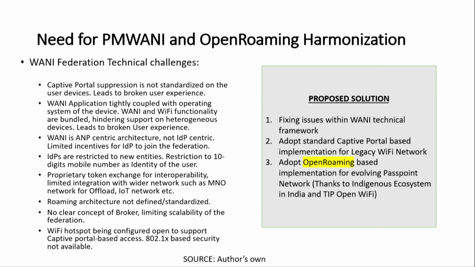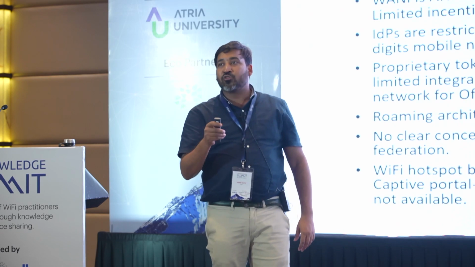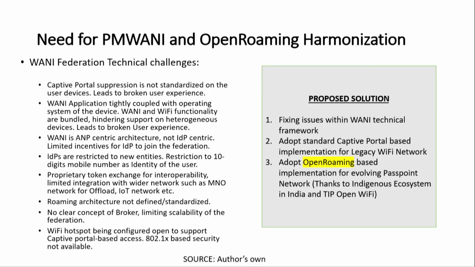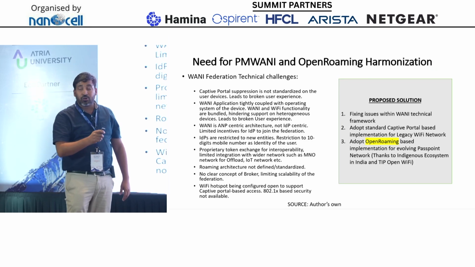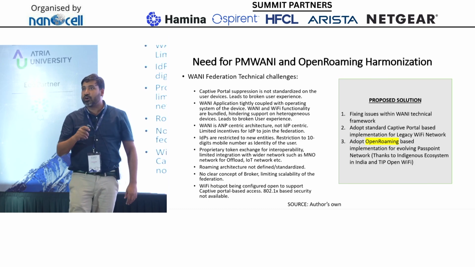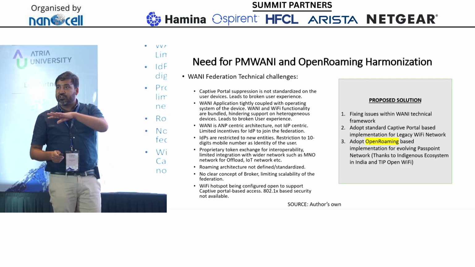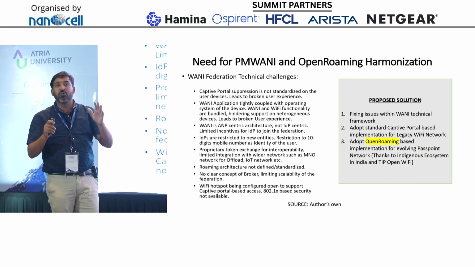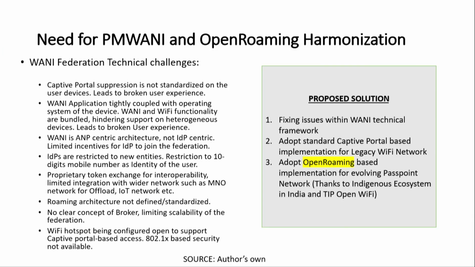These are some of the challenges which we see exist in PM WANI. The proposed solution is either to fix those challenges within the given framework or adopt a standard captive portal based implementation, because most of the access points being deployed in the country right now don't support Passpoint. So for OpenRoaming to be deployed in Indian networks, there has to be a Passpoint-compliant network deployed. But thanks to the indigenous ecosystem of many companies developing these access points in India and leveraging the Telecom Infra Project OpenWiFi SDK, which is pre-configured for Passpoint, we are now seeing many new deployments happening on Passpoint. So as deployment increases, OpenRoaming adoption can be brought in.